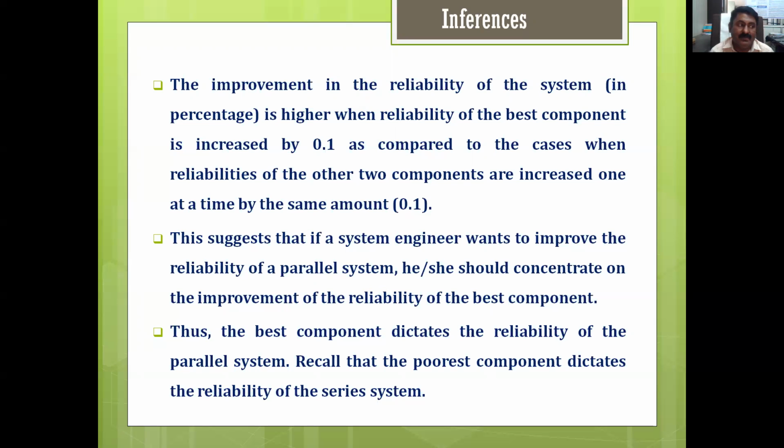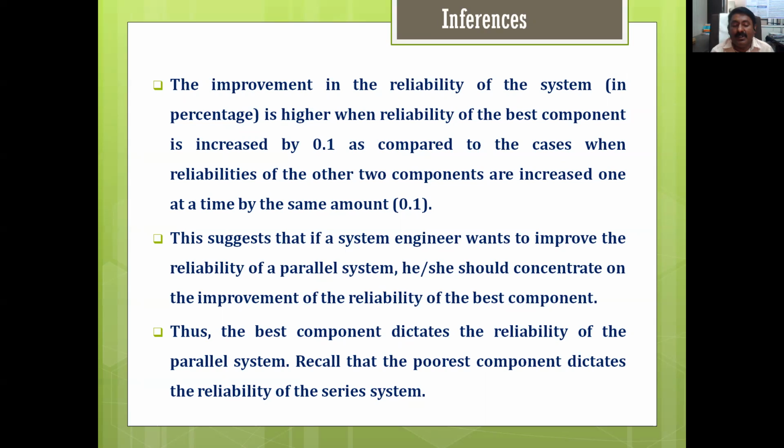This indicates that if a system engineer wants to improve the reliability of a parallel system, then he or she should concentrate on improving the reliability of the best component, not the weakest component. So we can make it generalized. Once again, I will repeat that in order to improve the reliability of a parallel system, one should concentrate on improving the reliability of the best component. If the reliability of the best component is improved, then the performance of the system will also improve for parallel systems. Thus, in this case, the best component dictates the reliability of the parallel system.